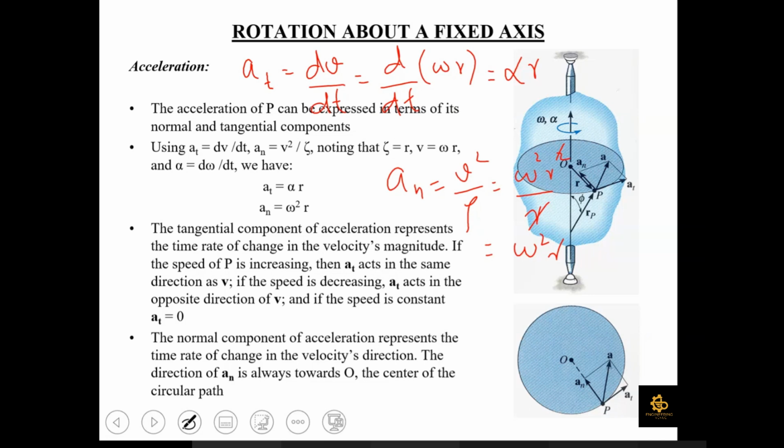So whenever you are asked to determine the scalar magnitude of the normal component of acceleration of any point P which lies on a rigid body which is in rotational motion, then the normal component would have a magnitude of omega square r, and overall the acceleration would have a magnitude of root of at square plus an square. तो जब भी एक्सेलरेशन का स्केलर मैग्नीट्यूड आपसे फाइंड करने के लिए कहा जाए, तो the acceleration vector would have a magnitude of root of at square plus an square, where at is equal to alpha r and an is equal to omega square r. Is this point clear to all of you?